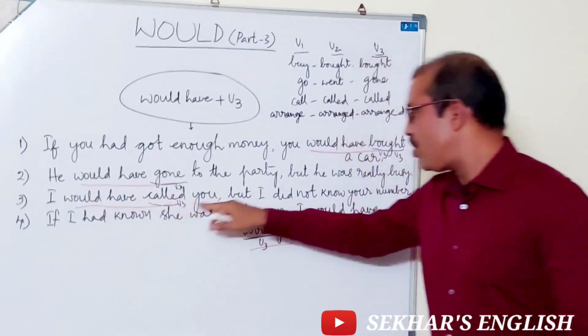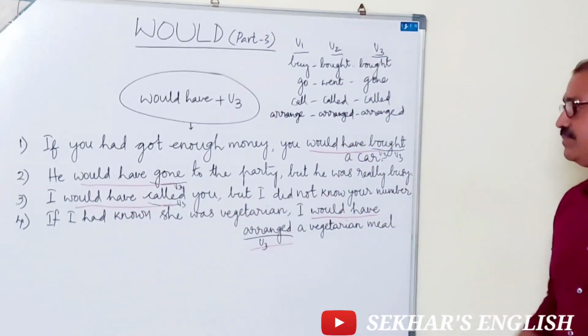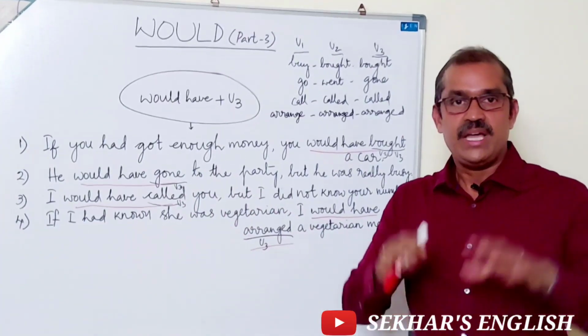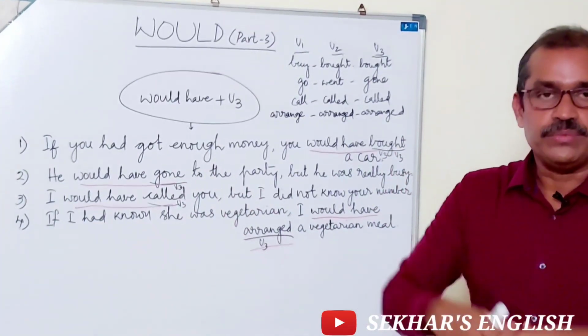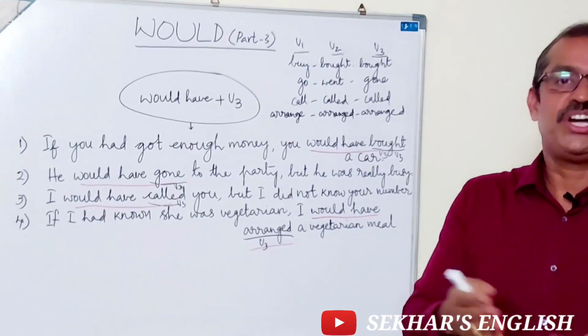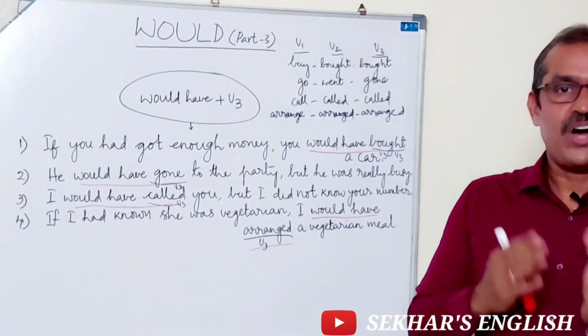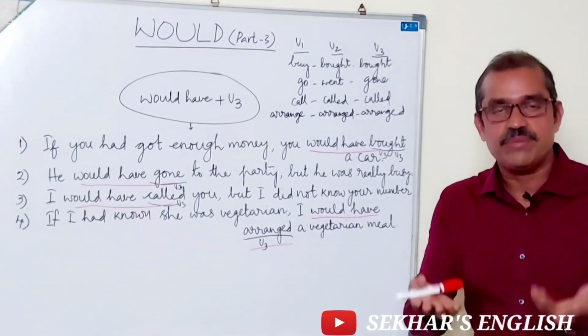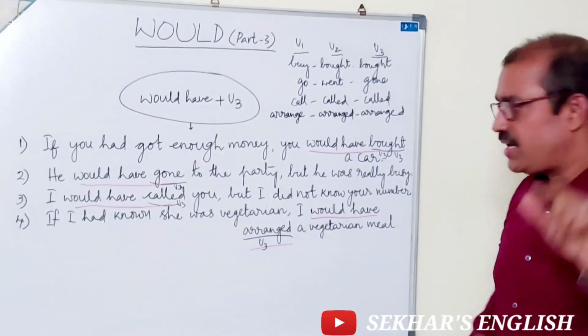Third one, I would have called you, but I did not know your number. Would have called. It means I wanted to call you, but I did not call you. I calling you did not happen because I did not know your number, right? Let's see the last one.